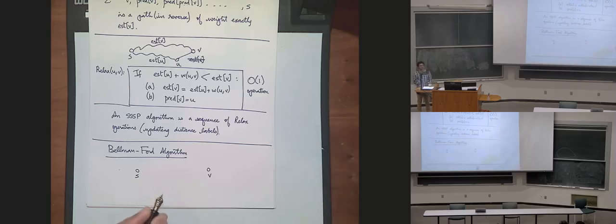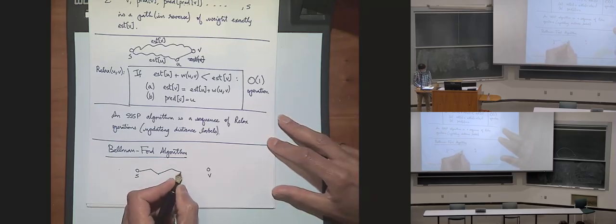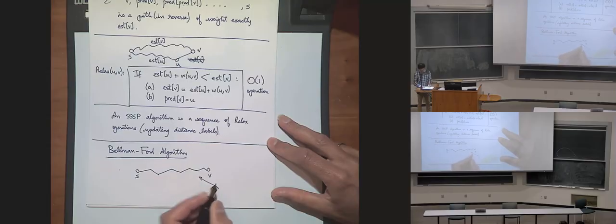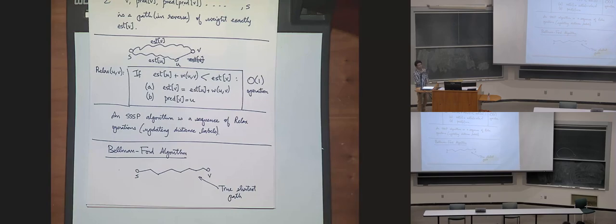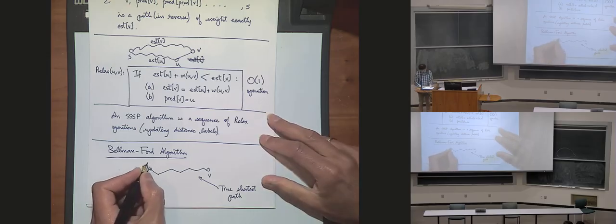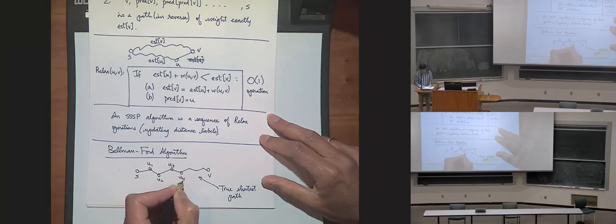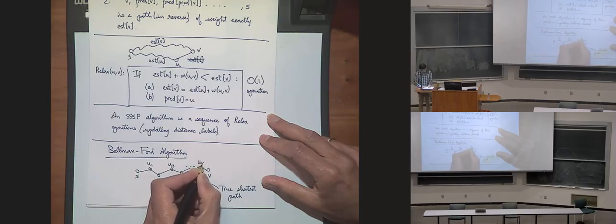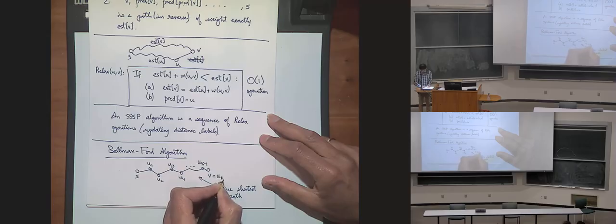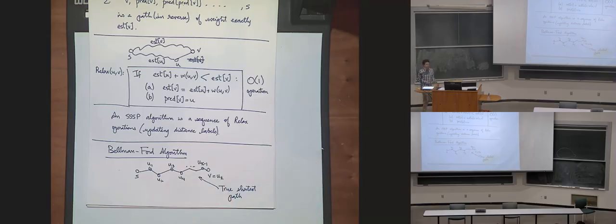Suppose I have some S and V. And suppose this actually is the true shortest path. I mean, I don't know what it is, but suppose there's something that exists. Again, assume there are no negative weight cycles. Okay, so I'm going to call these vertices U1, U2, U3, U4 up to U(K-1), and V is just UK.